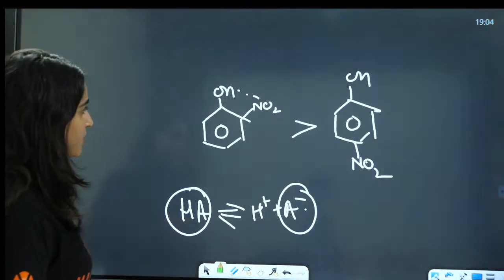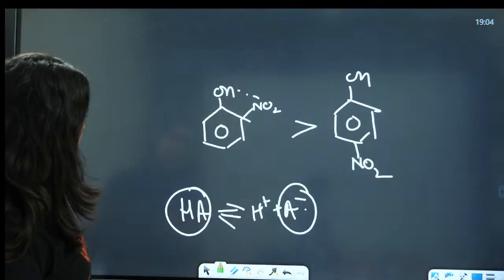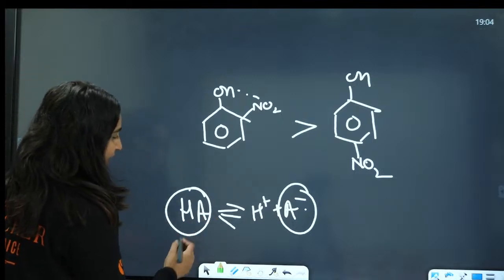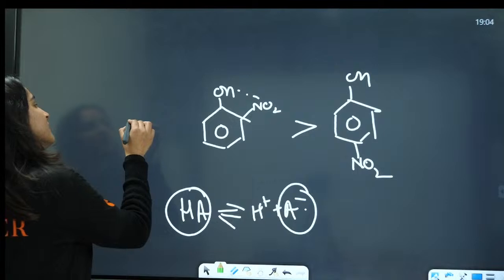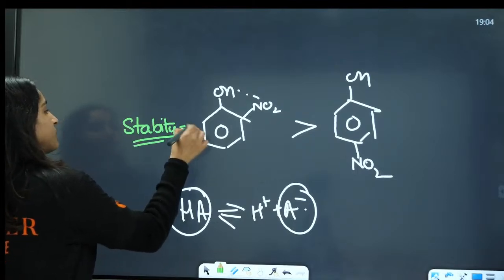Where have I written stable? I have not written stable. Okay, so I'll write it as, yeah, this is the stability order of compound.